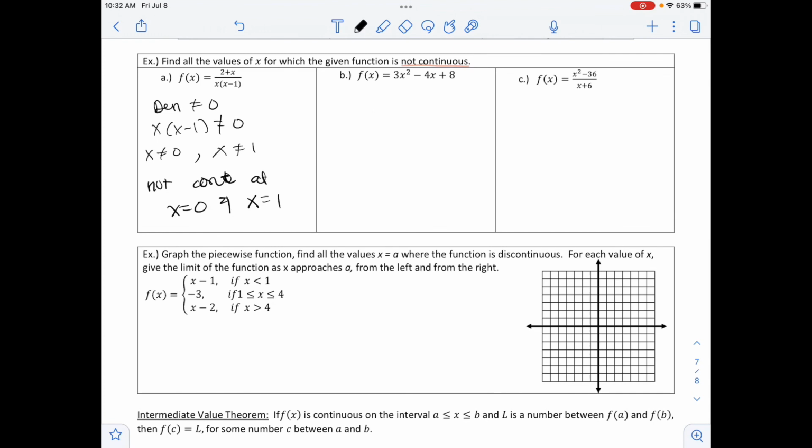For b, it says f of x equals 3x squared minus 4x plus 8. This is a polynomial. And as stated up above, it is continuous everywhere.